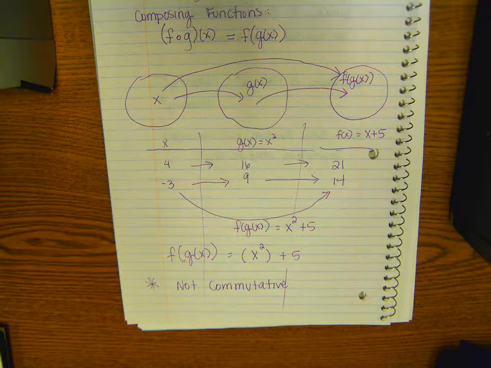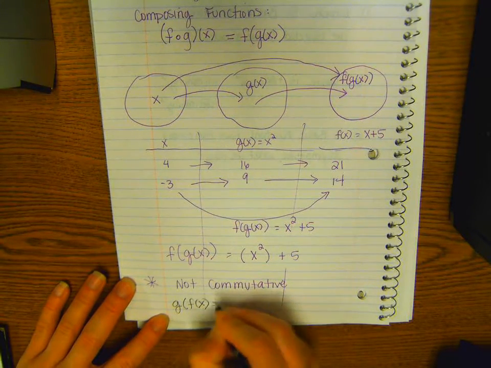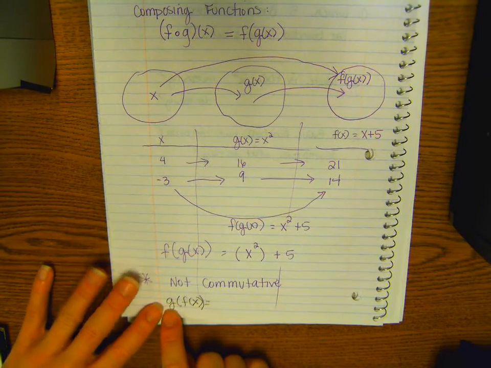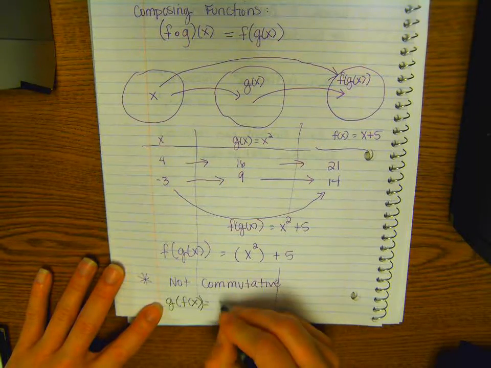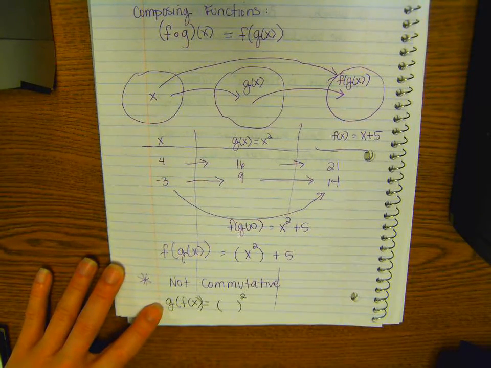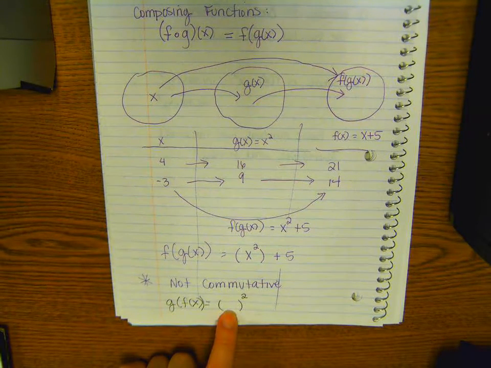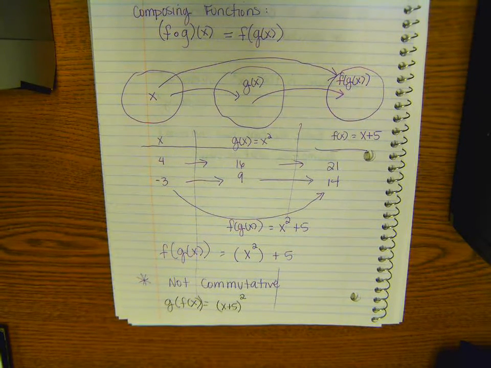But while we're here, let's write what a function for this one, g of f of x, would be. So this time I'm going to take the function g. The function g is x squared, agreed? So I'm going to write parentheses squared. I am now going to put the entire function f into there. So that would be x plus 5.